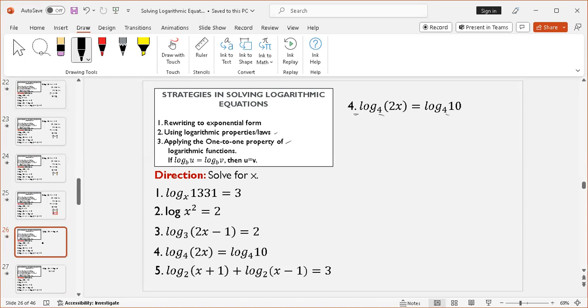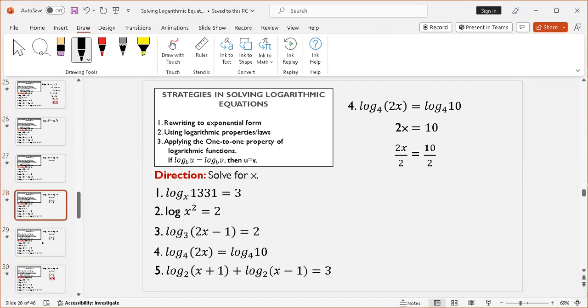So, anong gagawin sa U and V? I-equate. So, we have now 2x equals 10. So, to solve for x, kailangan gamitan ng division property of equality. So divide both sides by the numerical coefficient of x, which is 2. So we can cancel out 2. Then x is now equal to 5.